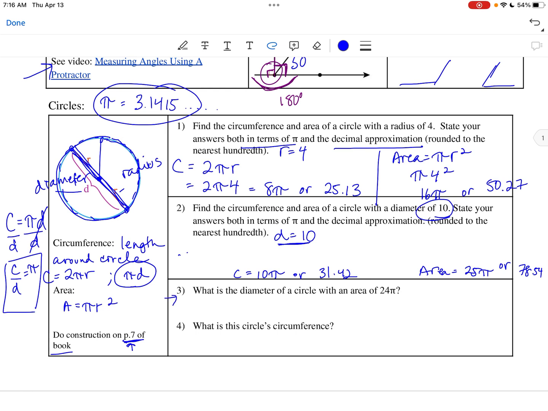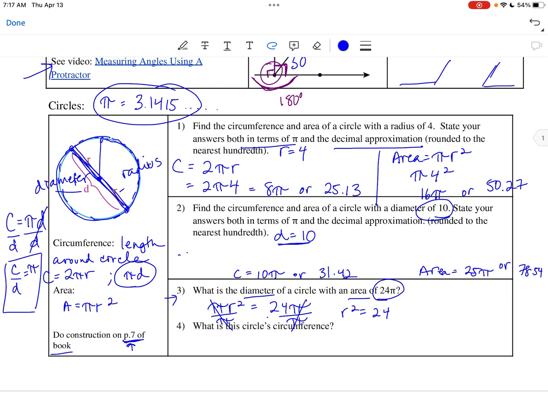Okay, last one. What is the diameter of a circle with an area of 24 pi? So here we have to work backwards. So we're going to use the formula again. The area, which we know is always pi r squared, equals 24 pi. So we want to find what r is. Once we know the radius, we can use that to figure out the diameter. So we're going to get r by itself. Going to divide both sides by pi. Pi will cancel. We get r squared equals 24.